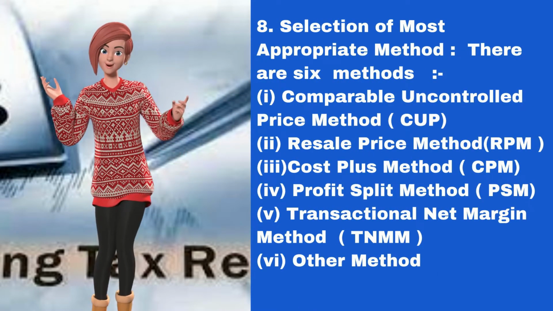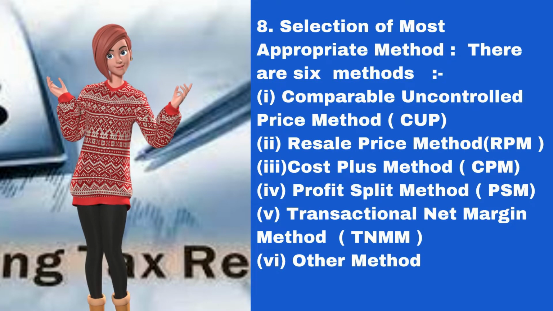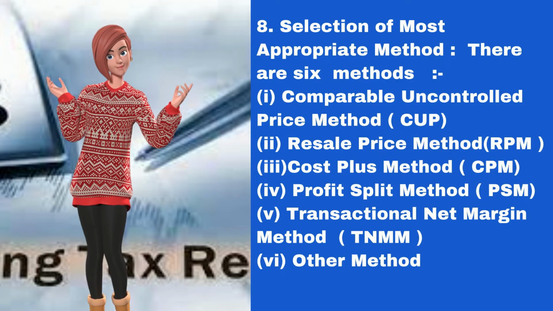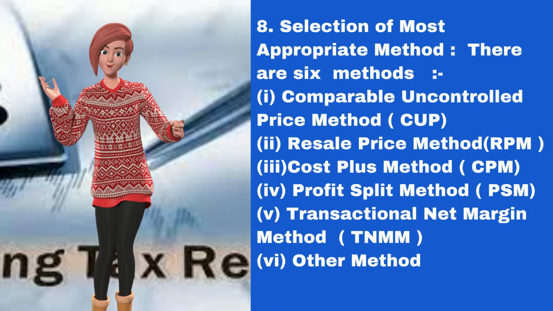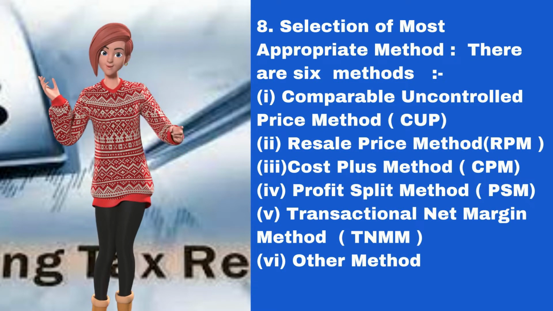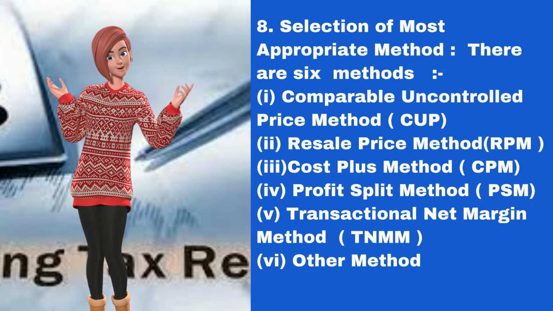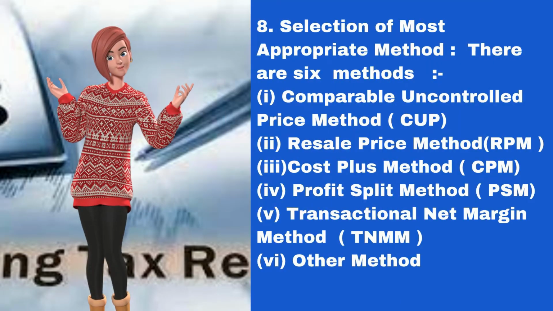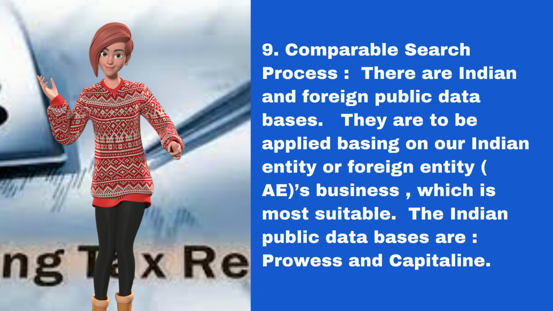There are 6 methods. 1. Comparable uncontrolled price method, CUP. 2. Resale price method, RPM. 3. Cost plus method, CPM. 4. Profit split method, PSM. 5. Transactional net margin method, TNMM. 6. Other method. 9. Comparable search process.